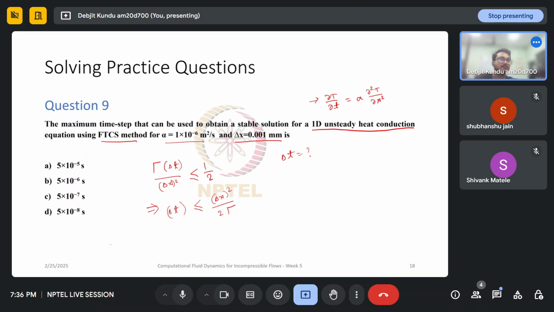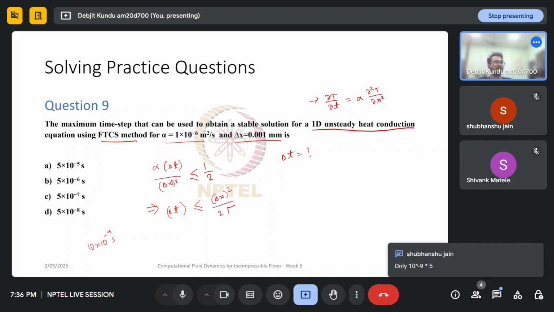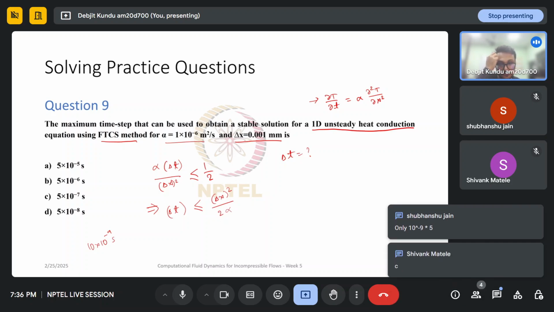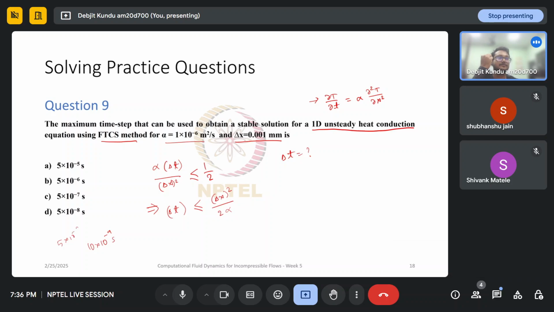That's not within the options. I doubt it's correct, so let's do the math over here. From here we get delta x squared by 2 gamma, and gamma over here is nothing but alpha, which is the diffusion coefficient. Another option that we got is C.